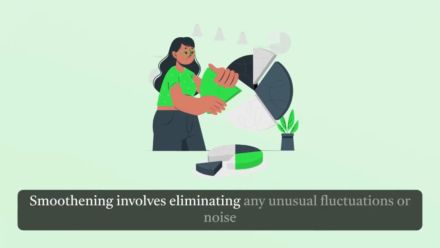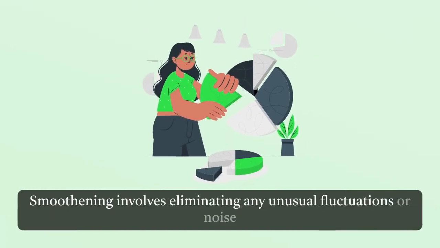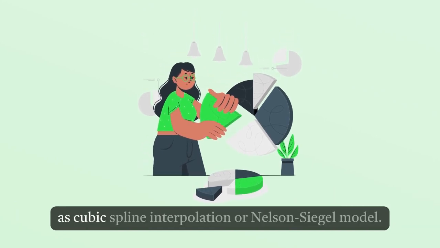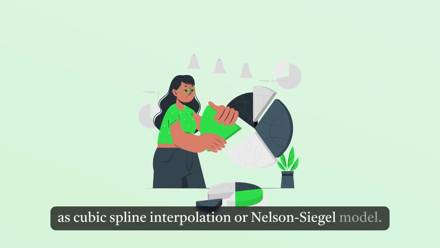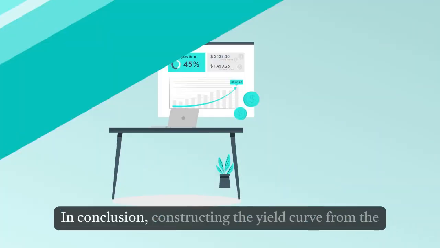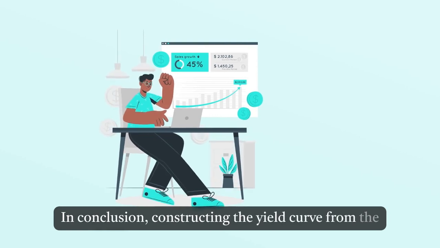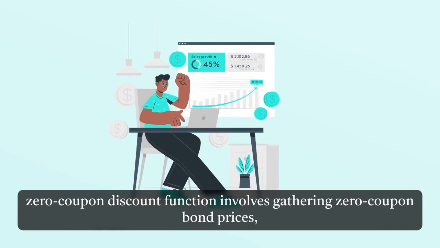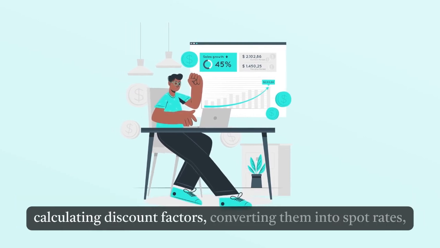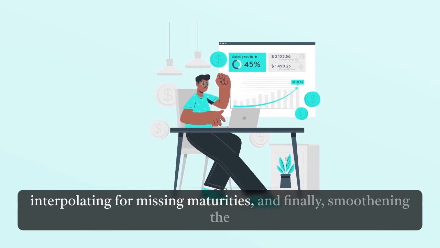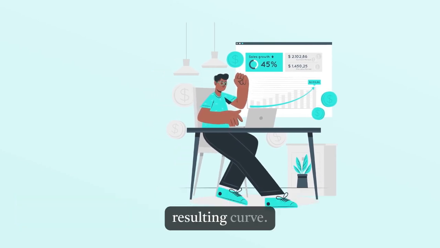Smoothening involves eliminating any unusual fluctuations or noise in the curve by applying statistical techniques, such as cubic spline interpolation or the Nelson-Siegel model. Conclusion. In conclusion, constructing the yield curve from the zero-coupon discount function involves gathering zero-coupon bond prices, calculating discount factors, converting them into spot rates, interpolating for missing maturities, and finally, smoothening the resulting curve.